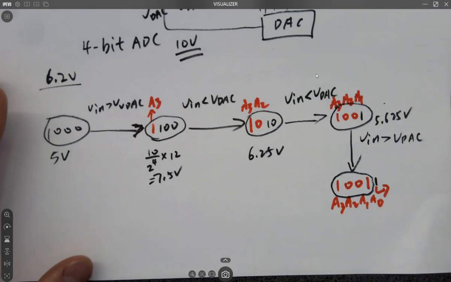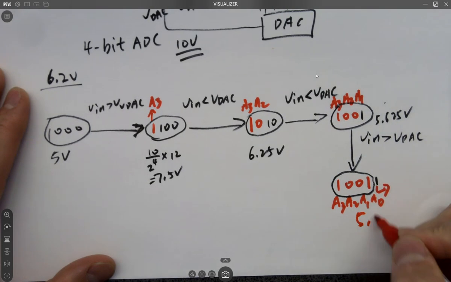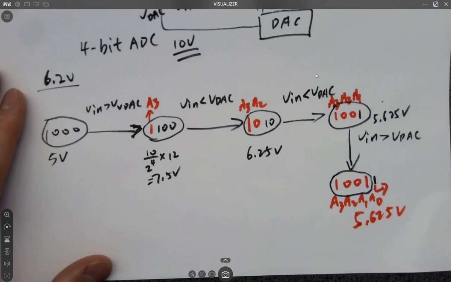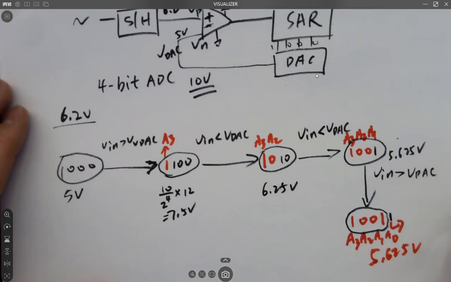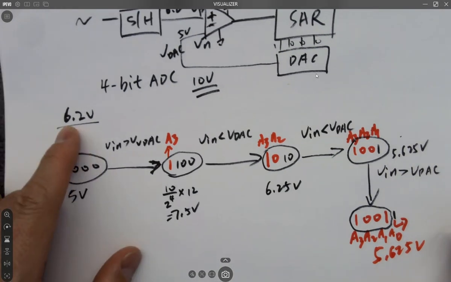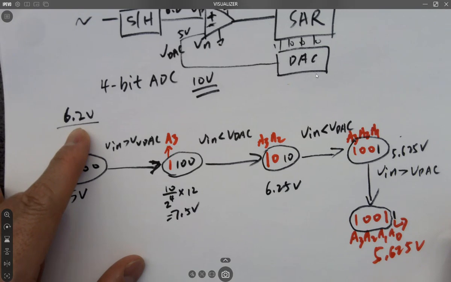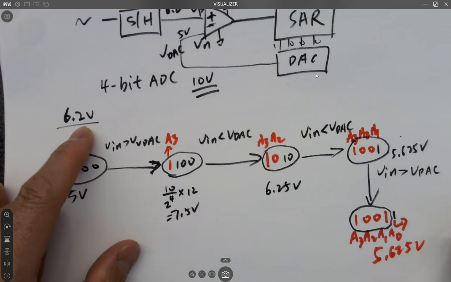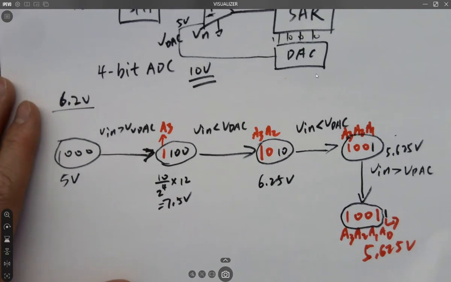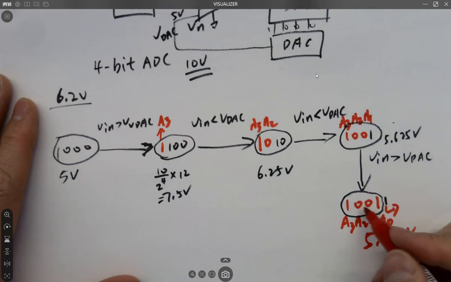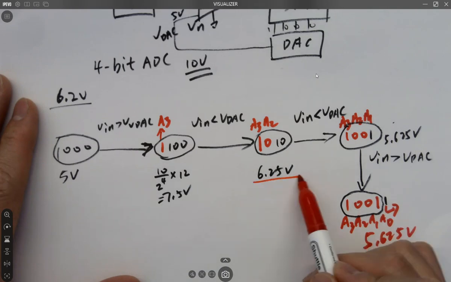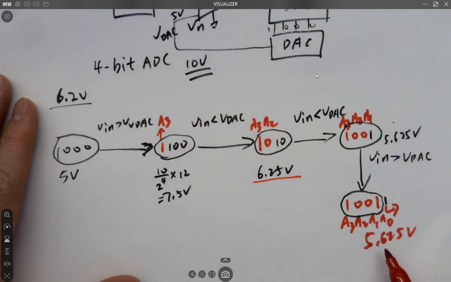And what is this? 5.625 volts. That's the best you can do, even though your input is 6.2 volts, but you cannot reach anything closer to it. Maybe. So what if 1, 0, 1, 0 is going to be this? So this is actually closer, but eventually you are adopting this one. Is that correct?